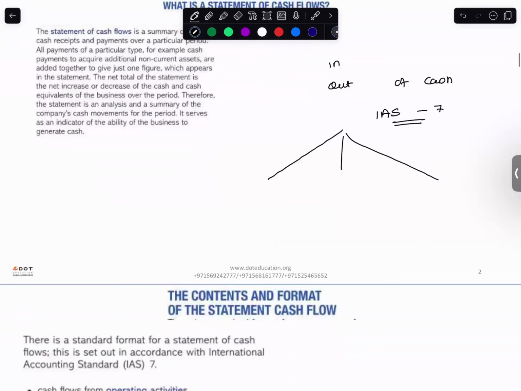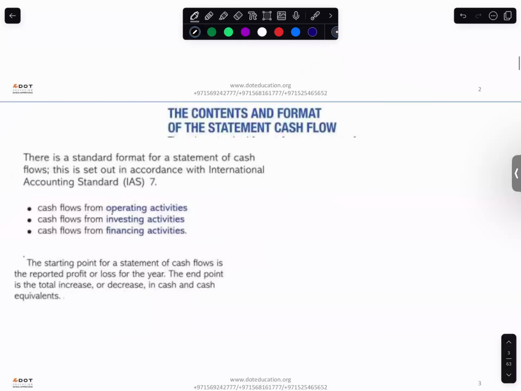Investing, operating, and financing. We divide our cash flow into cash flow from operating activities, investing activities, and financing activities. Our cash flow format is in accordance with the International Accounting Standard 7. So whenever I start, it is with operating activities, investing activities, and financing activities.